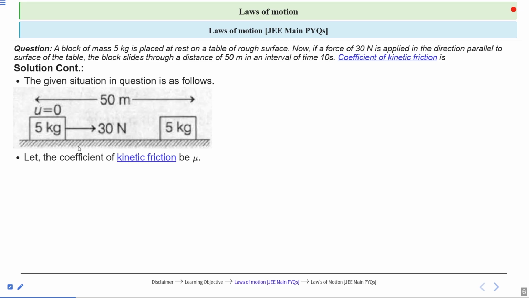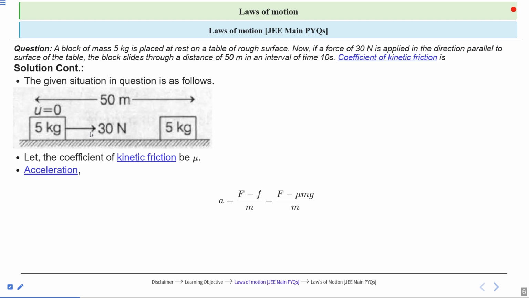Let the coefficient of kinetic friction be mu. Here we consider the coefficient of kinetic friction is mu. And acceleration, from this free body diagram. Look at here. The force is applied parallel to the surface of the table. Yes or no?